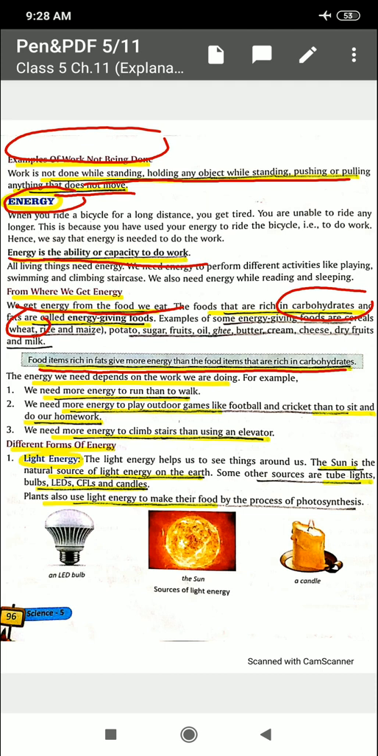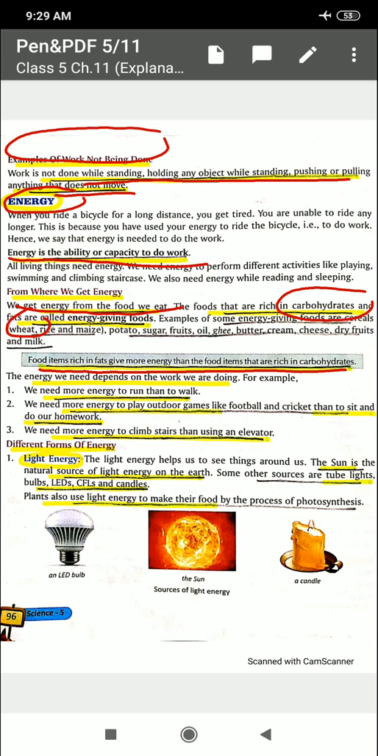Energy. What is energy? Energy is the ability or capacity to do work. From where do we get energy? We get energy from the food we eat. Which 2 nutrients are energy giving food? Carbohydrates and fats. Now the next very important topic is that the energy we need depends on the work we are doing. Children, it depends upon the work done, that what kind of work we are doing.